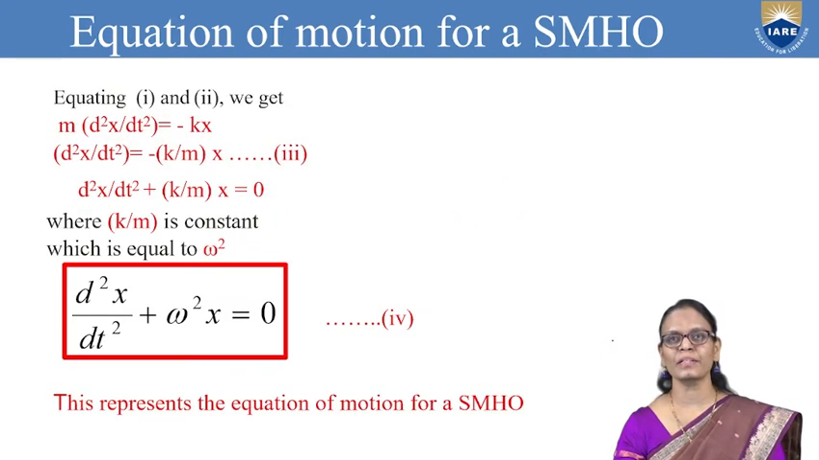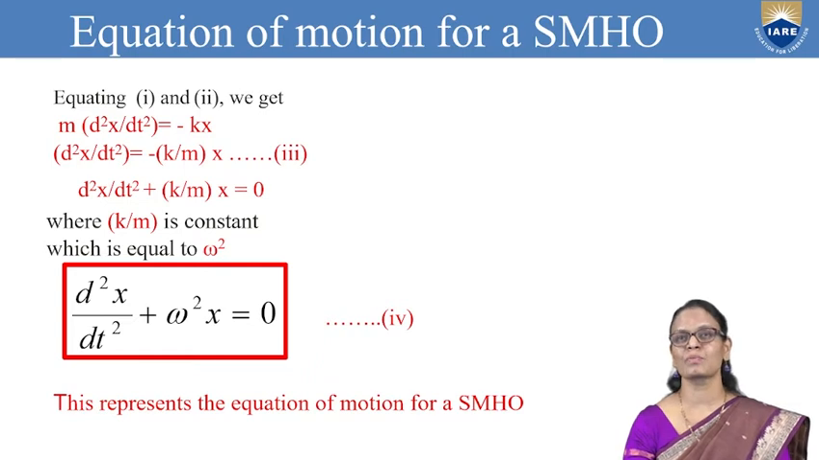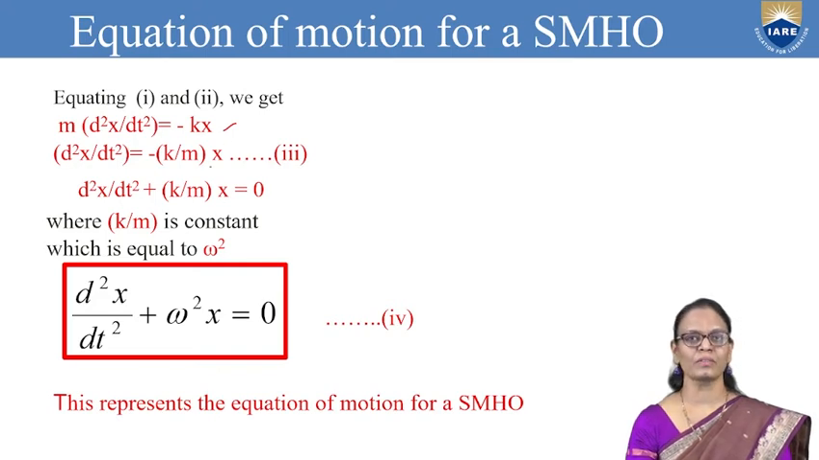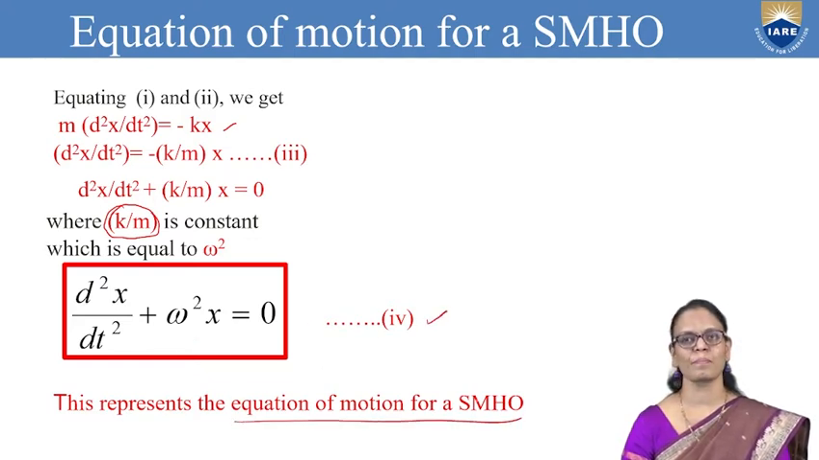Then comparing these two equations, because the left hand sides are the same, the right hand sides you can equate. Dividing throughout by m, you get this equation where you substitute k/m as ω². So d²x/dt² + ω²x = 0. This is the equation of motion for a simple mechanical harmonic oscillator.